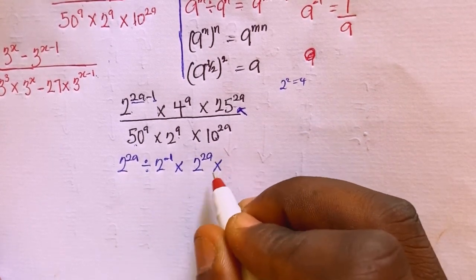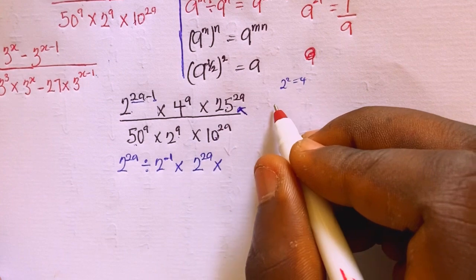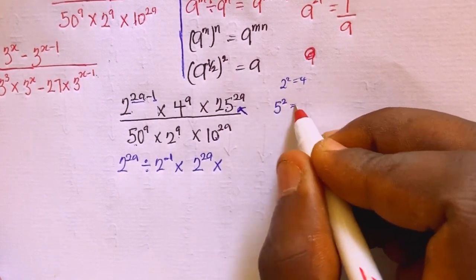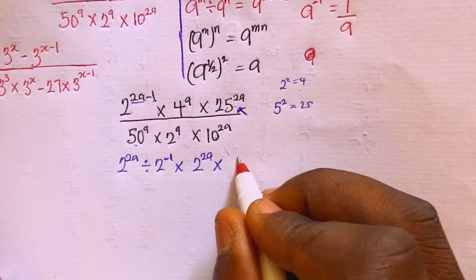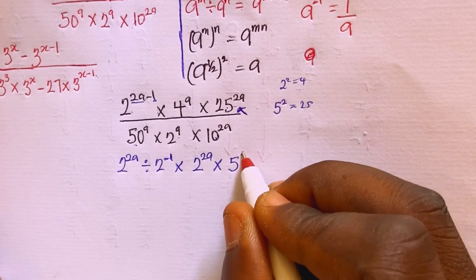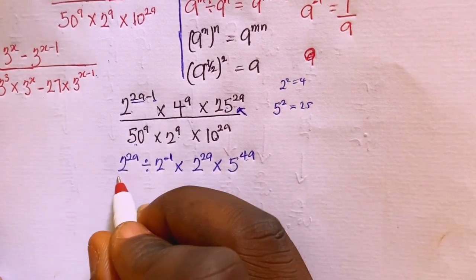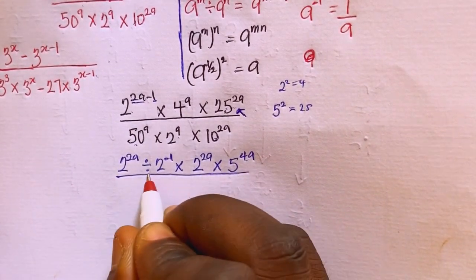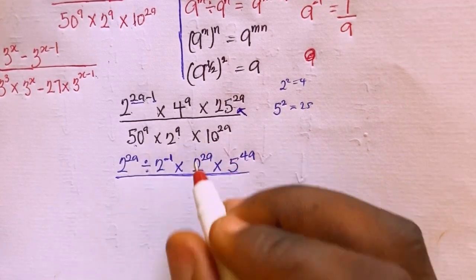Then multiply by this 25. 25 is 5 squared, so I'm going to have 5 raised power 4a. Exactly. Then I will divide it all by this. Then I'm going to have this.